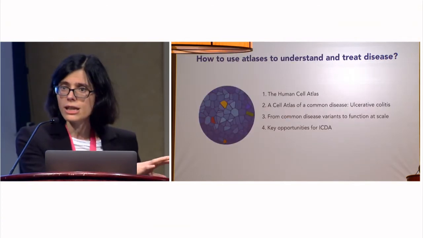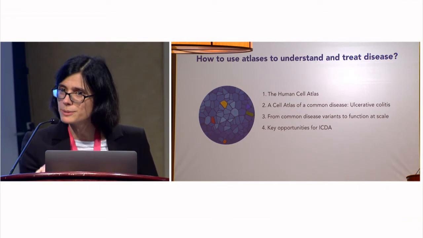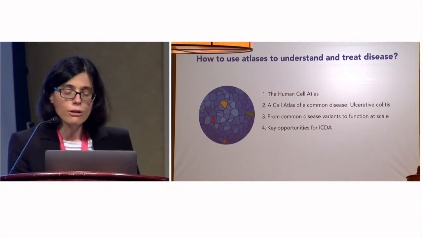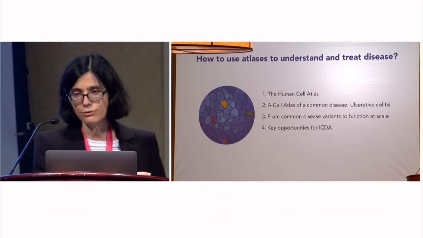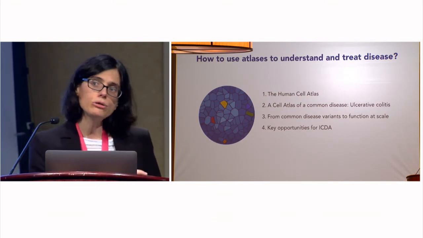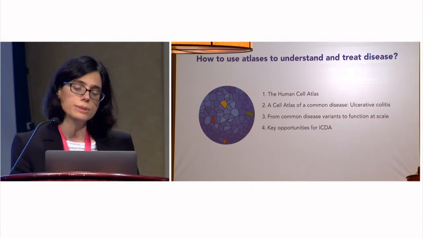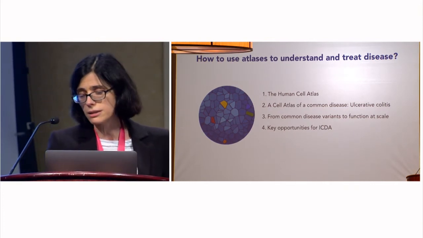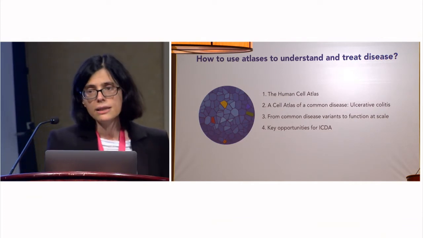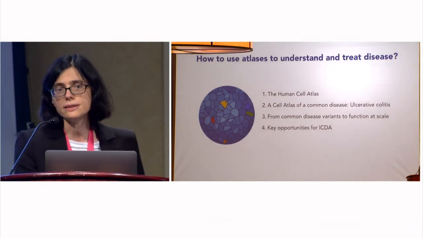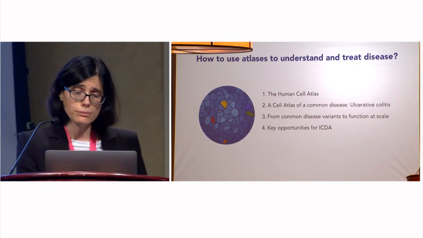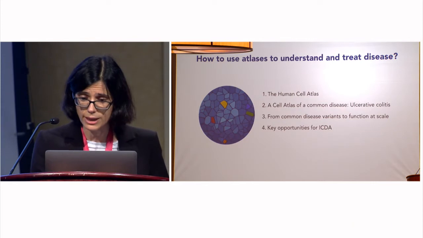And so after they cut me 3 minutes, I'm going to skip some slides throughout the talk, but I will try to cover four different aspects. The first, I'm going to describe to you very briefly the Human Cell Atlas. And then I'm going to talk about how we can use the approaches of the Human Cell Atlas in order to try and build atlases of complex common diseases, looking at the example of ulcerative colitis. Then I'll turn to the questions of how single-cell genomics can also help with deciphering gene function at scale. And I'm going to try and close with a few opportunities for ICDA.